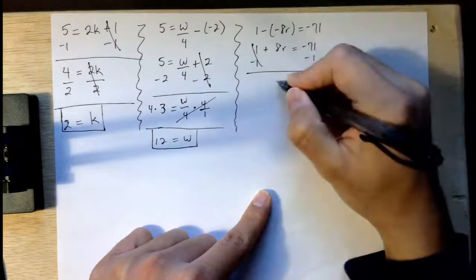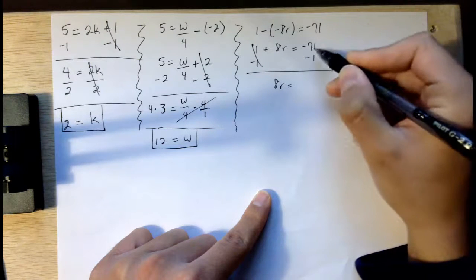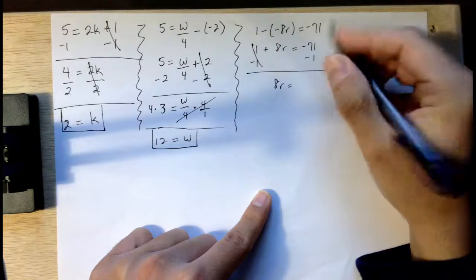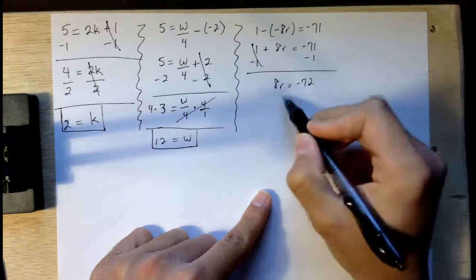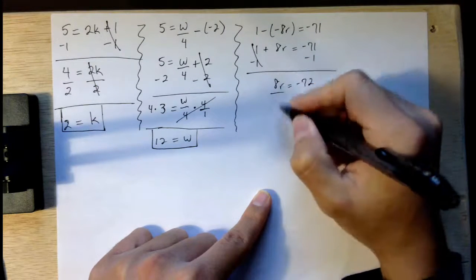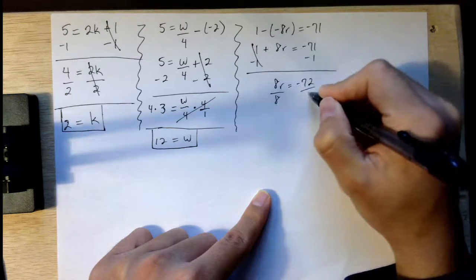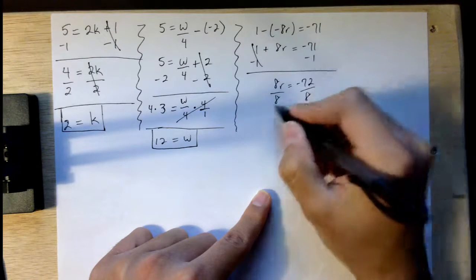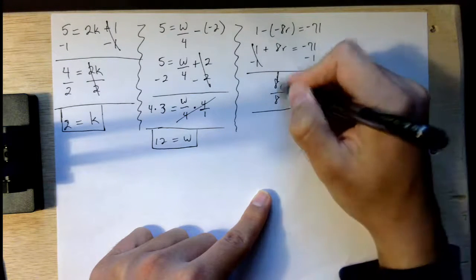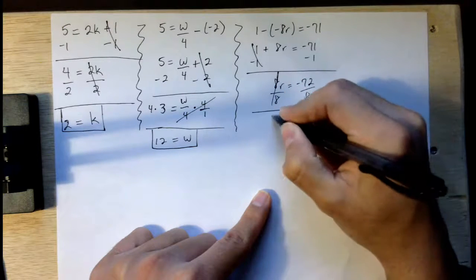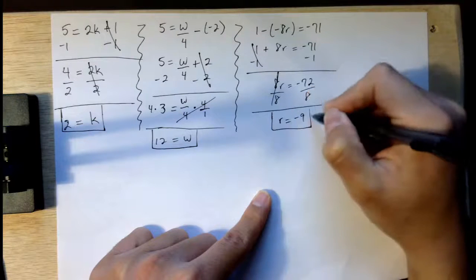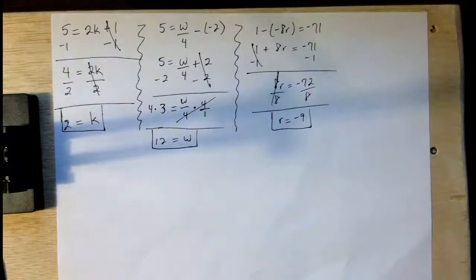Those will cancel. I'm left with 8r is equal to negative 71 minus 1, which is going to give me a negative 70. Now I'm left with 8r. That's multiplication. So the opposite of multiplying, or the inverse of multiplying, is dividing by 8. Okay. These will cancel. I'm left with r is equal to negative 9. Again, you can run a check to check your answer.